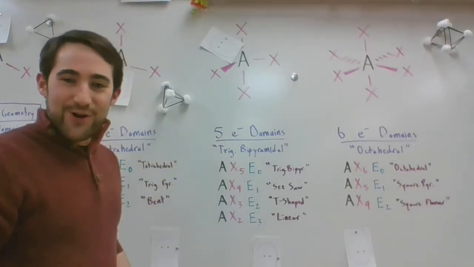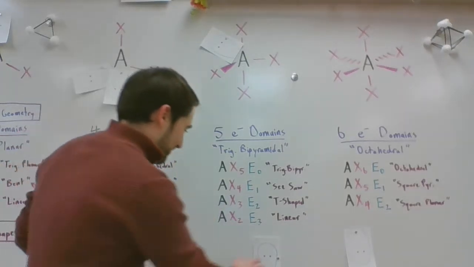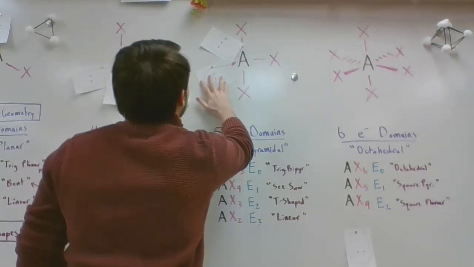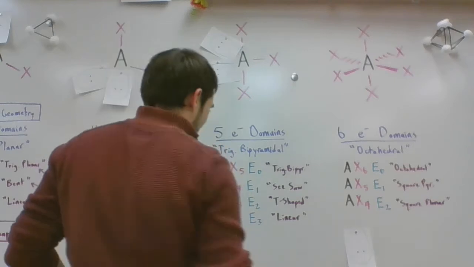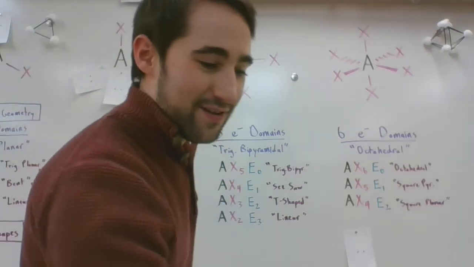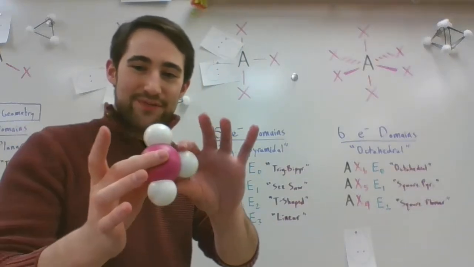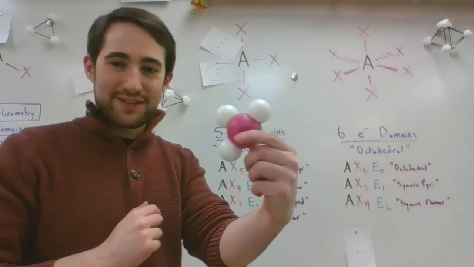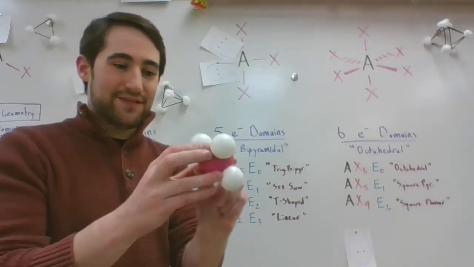If we throw in another lone pair of electrons instead of a bonded atom, we get a T-shaped molecule. Again, we take away one of these from the middle, and what we wind up with is something like this.